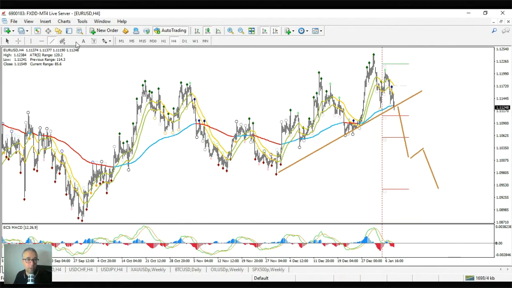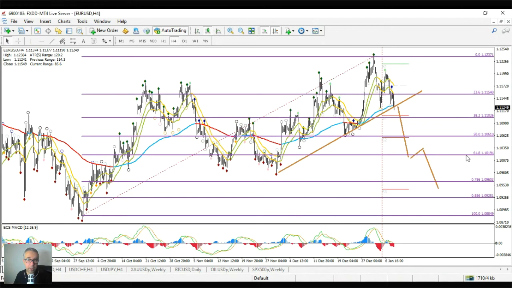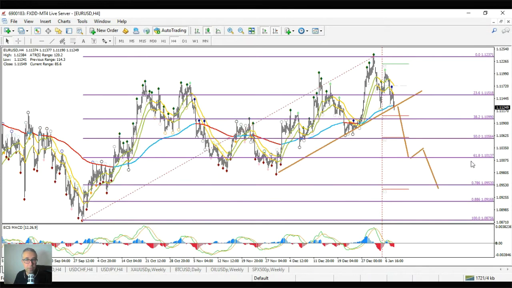But if it breaks 111, I'll put this fib from here to here, and there's a good chance price will go back to the 61.8 fib. That's at 110, as you can see, or the 78 at 109.50. At one of these two spots, I would expect a bullish reversal back up again, because if I look at higher time frames, like the monthly, for instance, it does look bullish to me.